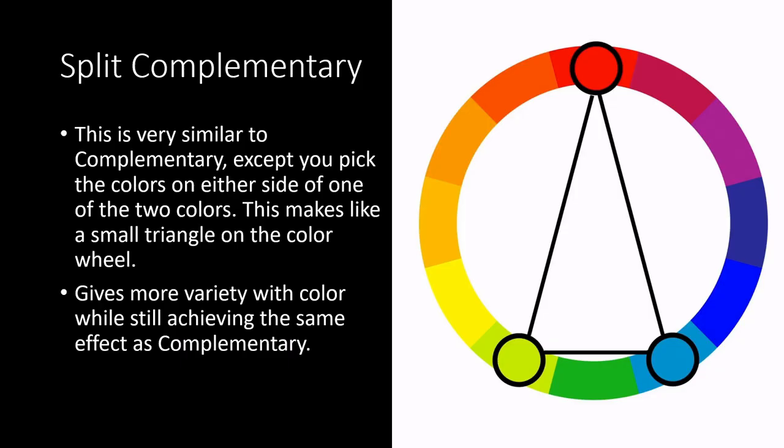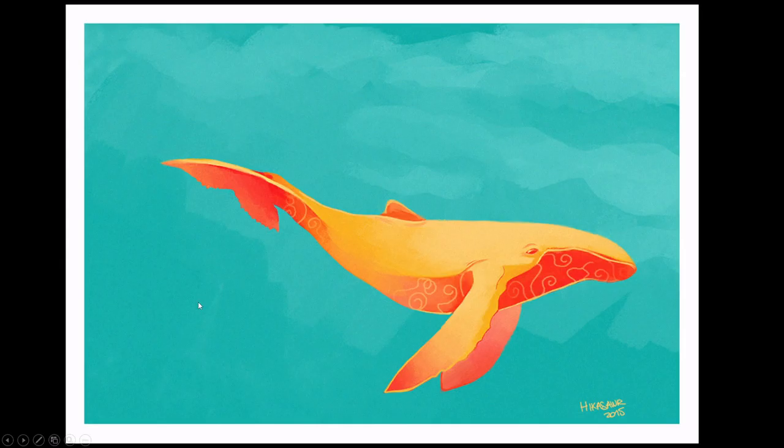Next is split complementary color. And what a split complementary color is, it's basically a complementary color scheme, except the colors on either side of it, you pick one of the colors and you take the colors next to it. So for instance, a complementary color scheme would be red and green, but a split complementary color scheme would be red and green blue and yellow green. It's basically the same kind of color scheme that you can get with a complementary color scheme with the same kind of effect, except you get more color variation to it. So it's very similar to a complementary color scheme.